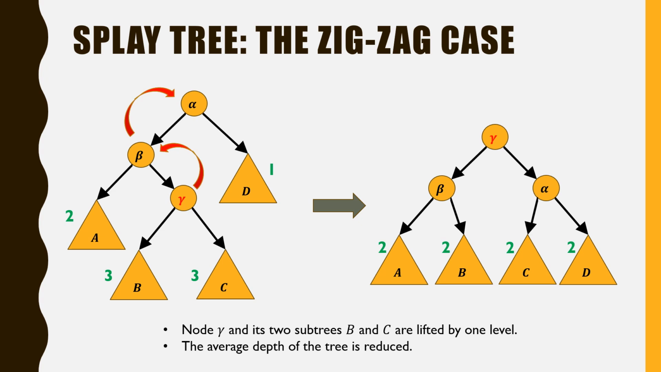Then we compare the levels of the subtrees before and after splaying. The two subtrees of gamma, B and C, are both lifted up by one level. Subtree A remains at the same level, while subtree D is lowered by one level. Overall, one subtree is lifted by one level, and the average depth of the entire tree tends to decrease. This reduction in depth promotes a more balanced tree structure overall.